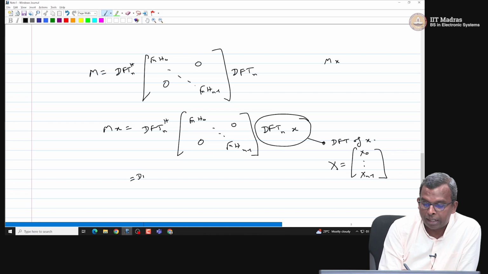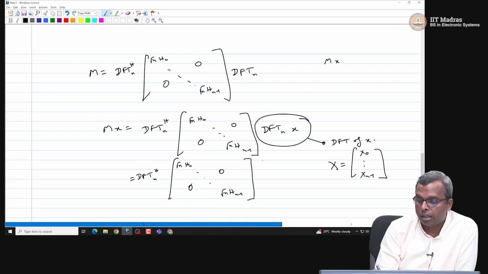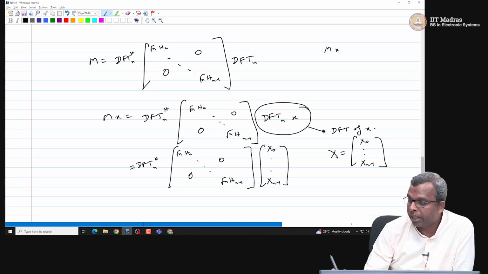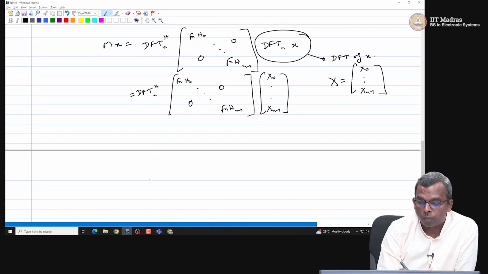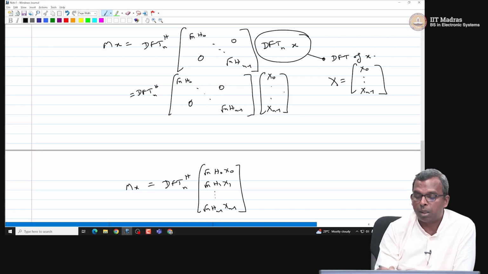If I do that, I'm going to get DFT n Hermitian times this diagonal matrix, times capital X0 to capital X n minus 1. Now what will happen when a diagonal matrix multiplies a column vector? I'm going to simply get DFT n Hermitian times these two guys. If you multiply these two, you're going to get root n h0 X0, root n h1 X1, all the way down to root n h n minus 1 X n minus 1. Hopefully you see that. A diagonal matrix multiplying this just scales.